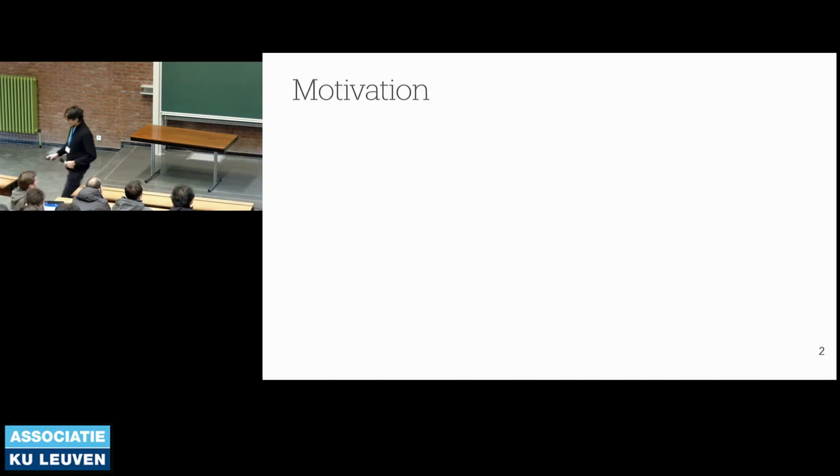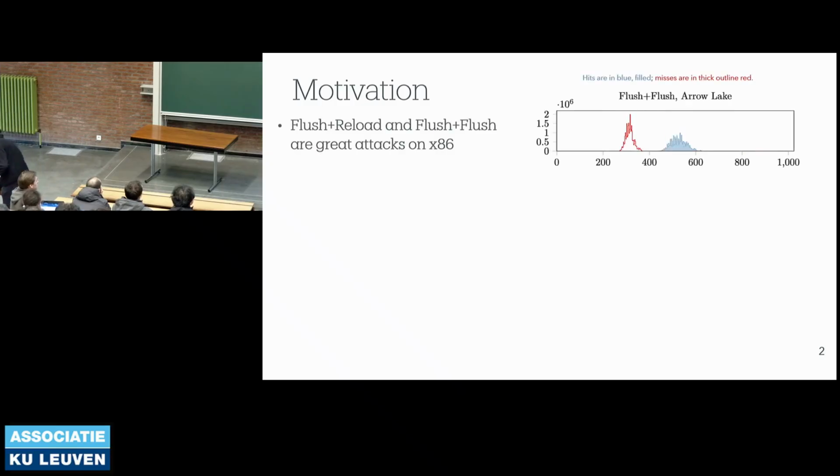So the basic motivation of this talk is that Flush+Reload and Flush+Flush are a great attack primitive that we've already heard mentioned several times today. But they're a decade old. If we take this graph up there, we have a timing histogram of how long it takes to flush a cache line. Just for those who are not used to that, clflush is faster when the line is not in the cache, so your cache misses are faster than your cache hits in blue.